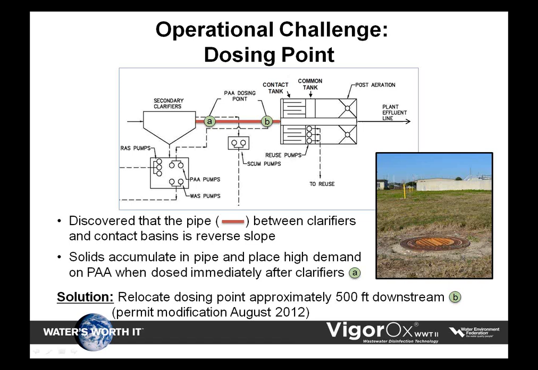Point B on the diagram is our relocated dosing point. It's close to where we were in our trial studies, and it still gives us sufficient mixing prior to the contact basins.